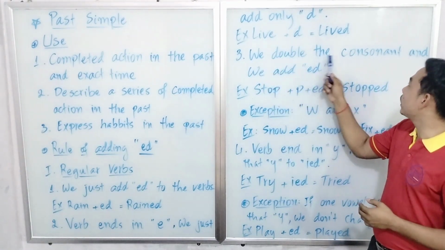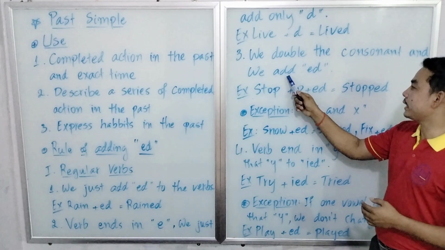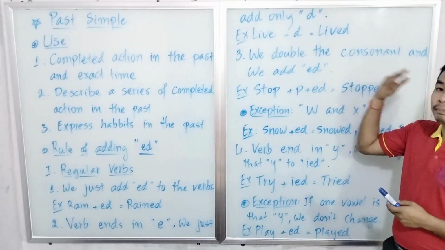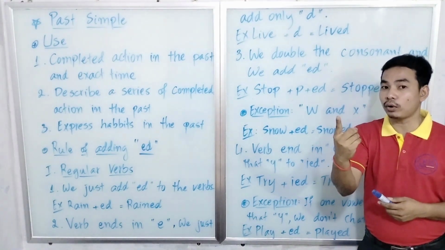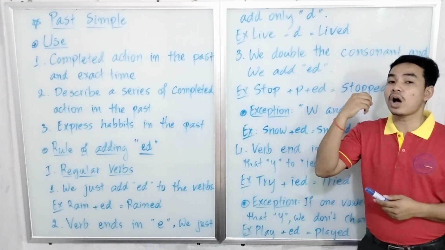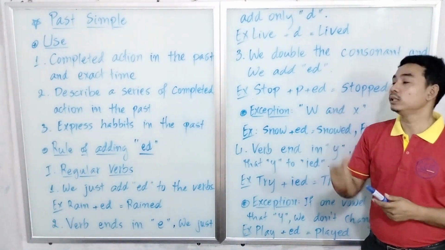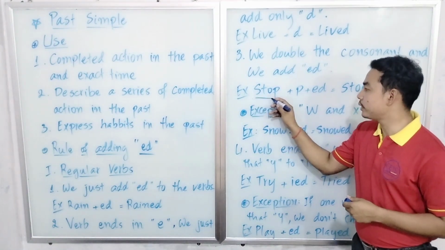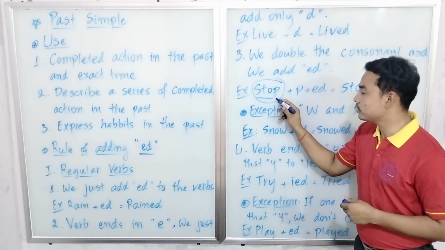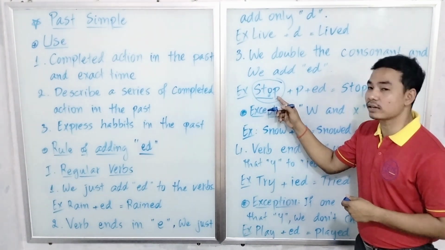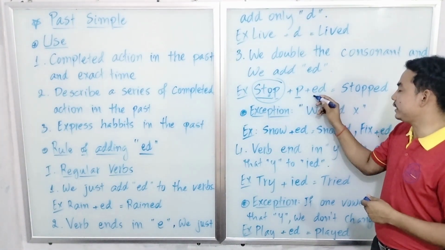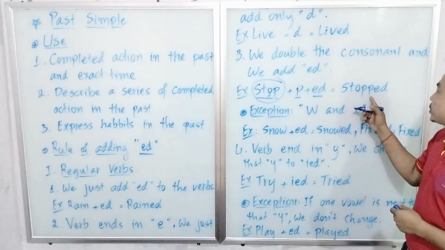Three, we double the consonant and we add ed. Here we focus on verbs that have only one syllable and end in one consonant, and next to the consonant there is one vowel. For example, stop: one syllable, one consonant, and one vowel next to this consonant. Yes, we need to double here, and then we add ed. Stop, stopped.